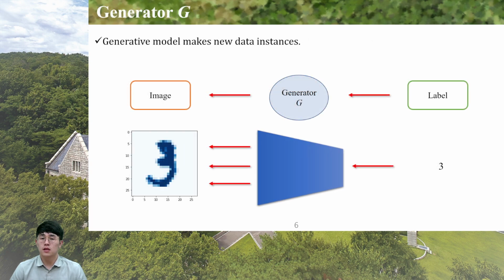It is the generator that reverses the discriminator's process. When we enter the desired label, this model generates the image. For example, if we enter the label 3 into the network, we can get an image of 3 that looks like we wrote it by hand. The GAN model is one method for training this generator.